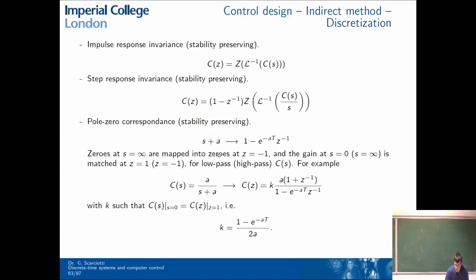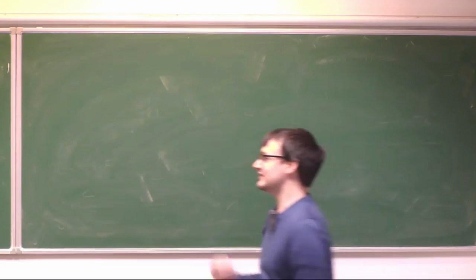The problem of this method is that this pole is actually an easy pole to map, but there are other poles and zeros, other characteristics of our controller that we have to map, okay? And these are not so straightforward. So one thing that we have to map is the zeros at s equal to infinity. What is a zero at s equal to infinity?